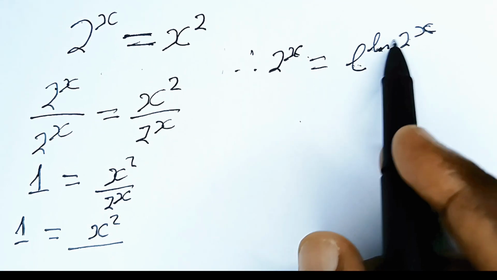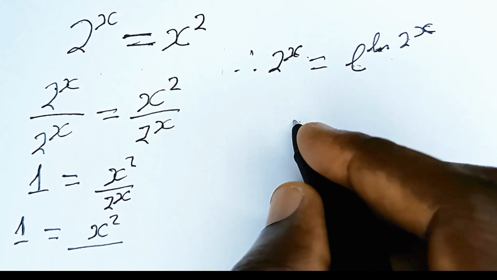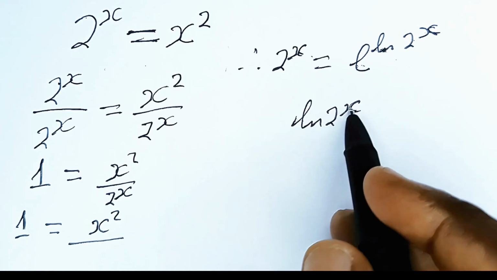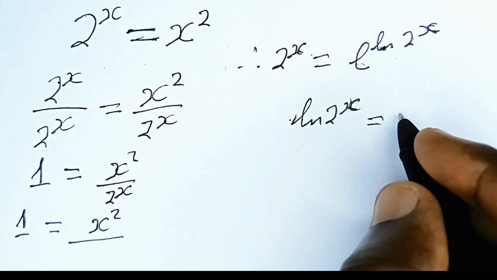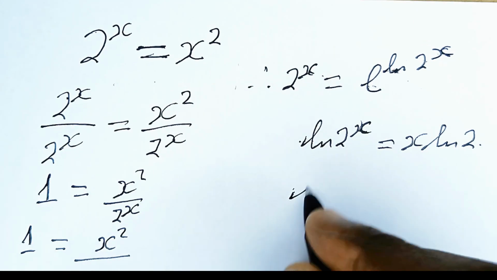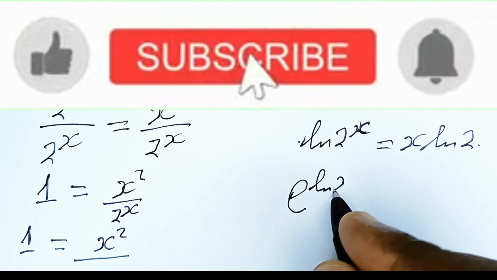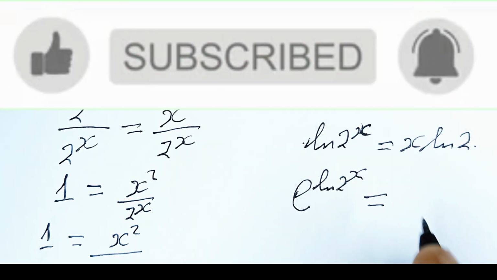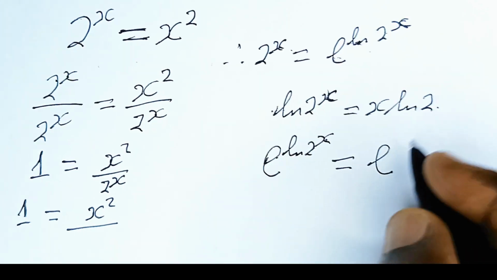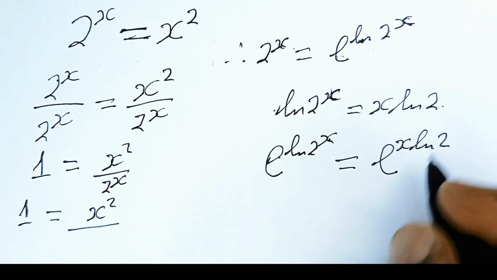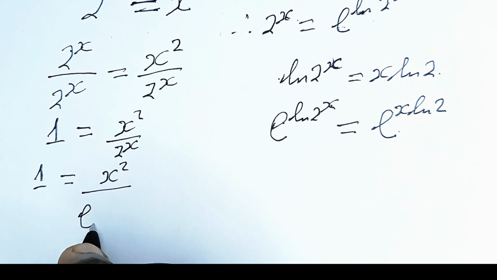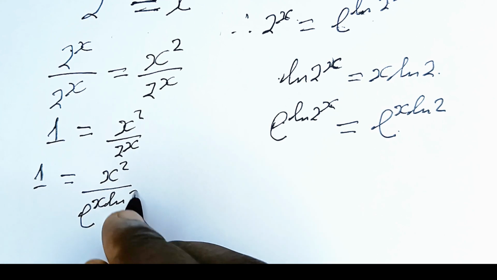Now, when you have this, mind you, recall that when you have ln 2 raised to power of x, under law of logarithm, this is a power, it should come here. So this is also the same thing as x ln 2. So it means when you have exponential of ln 2 raised to power of x, you can also write it as exponential of x ln 2. So let's put that here. So it means this can also be written as this. So exponential of x ln 2.